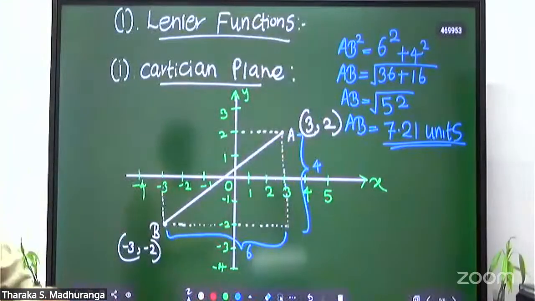Okay, then I will explain the second method. Find the length using the Pythagoras theorem.